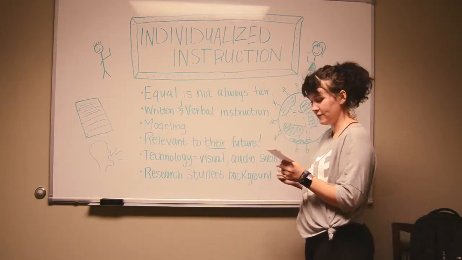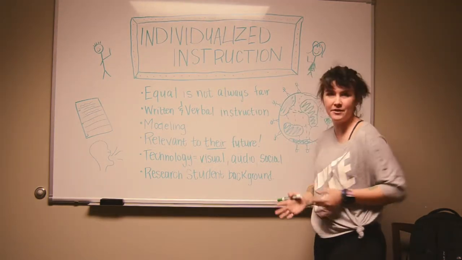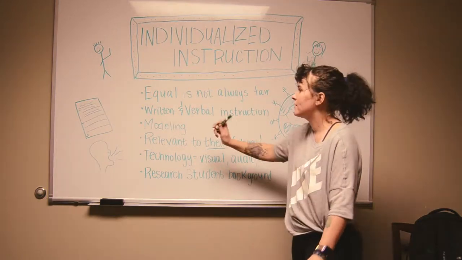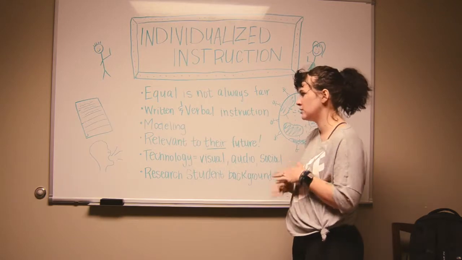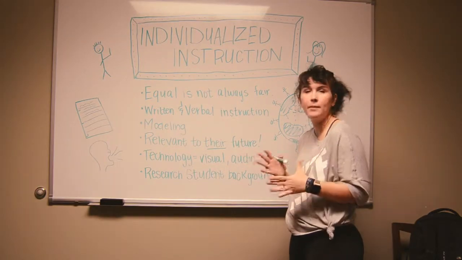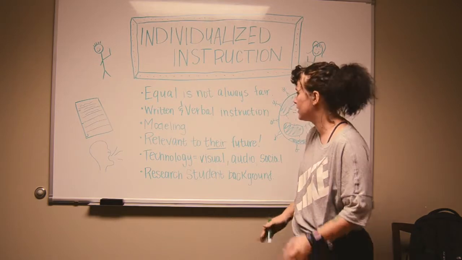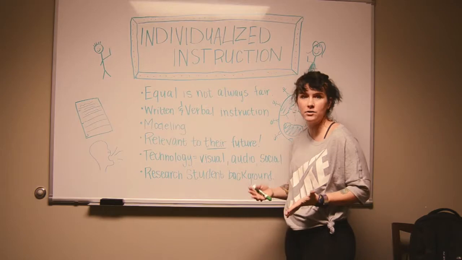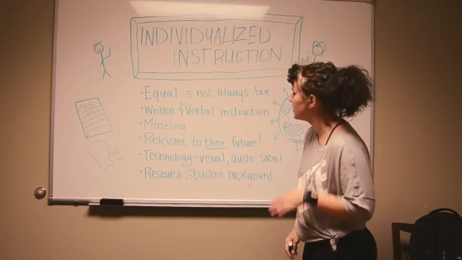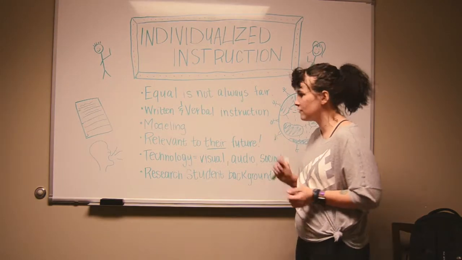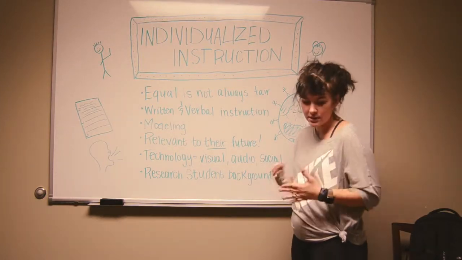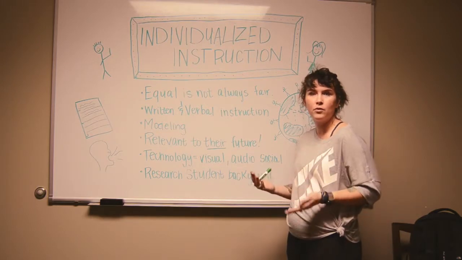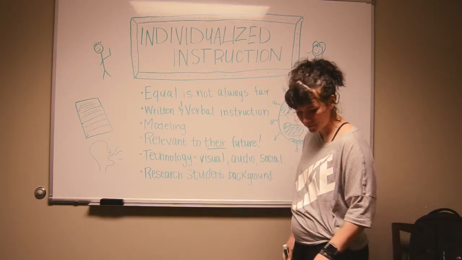Equal is not always fair. All students have different needs, just like any student. We must provide them with written and verbal instruction, just to further let them practice. And modeling is very important when you're a teacher, showing them how to do it, and then they know what to expect. Make the information they're learning relevant to their future. It increases the motivation for the learner by making the content more relevant for their future.